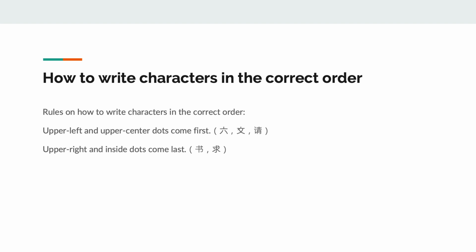The next two rules are as follows. The seventh rule is upper left and upper center dots come first. The characters Liu, Wen, and Qing follow this rule. The eighth rule is upper right and inside dots come last. The characters Shu and Qiu follow this rule.